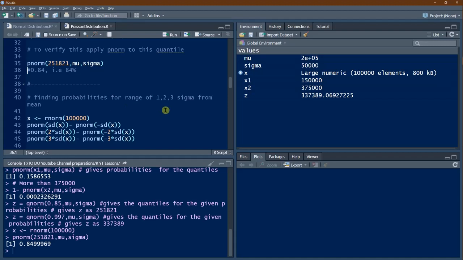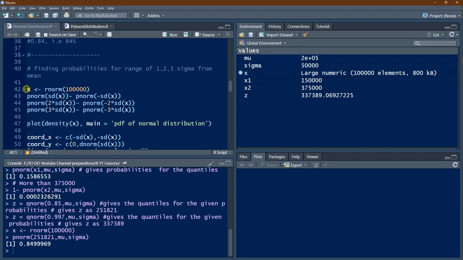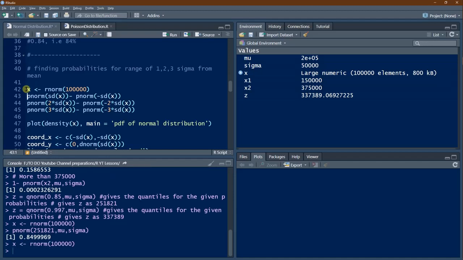Now let us go and see the standard rule of percentages for first sigma, second sigma and third sigma. We'll create a random variable x and then we'll populate it with 100,000 random normal values. So 1 lakh values are there in x now. Large numeric is what you see in the environment.